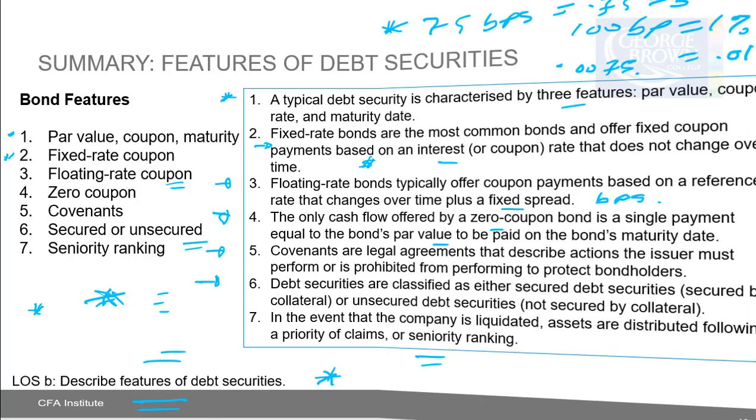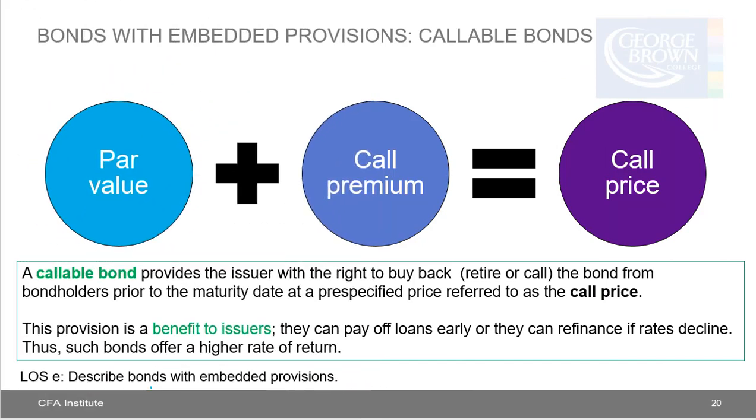Nice little review here. So now we're moving on to Learning Outcome Statement E, which is describe bonds with embedded provisions. First of all, we're going to look at callable bonds. A callable bond provides the issuer with the right to buy back, to retire or call the bond from bondholders. That's a right to the issuer, not an obligation. They can call the bond back, buying it from the bondholders prior to maturity at a pre-specified price referred to as the call price.